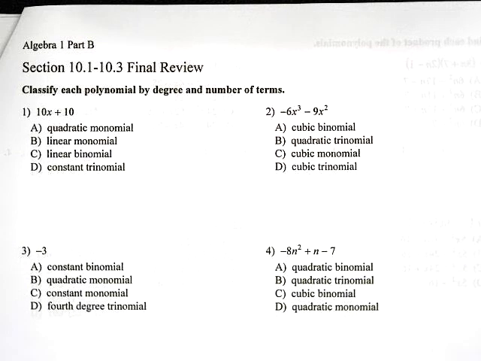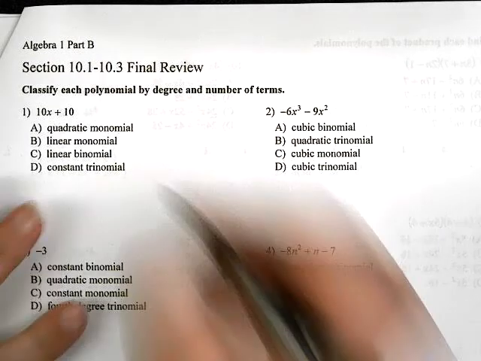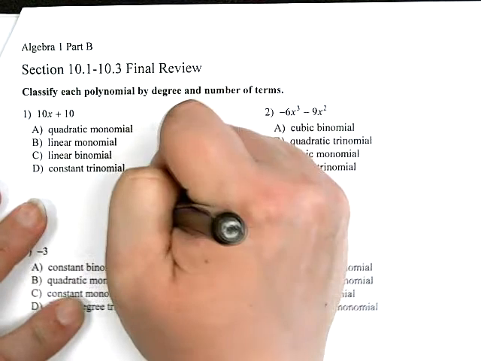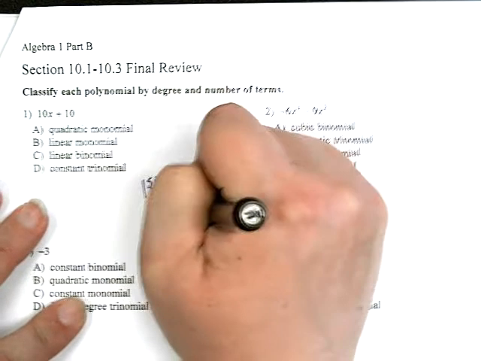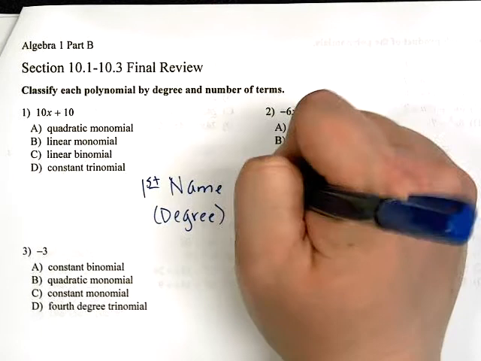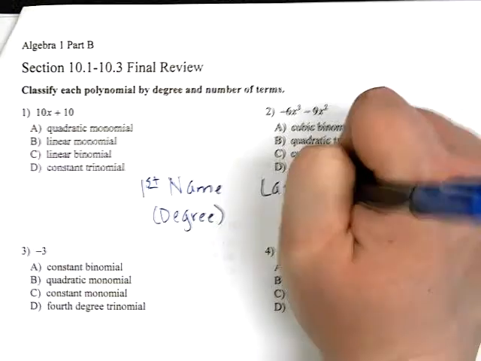Okay, this is a review for section 10.1 to 10.3. This section was all about naming polynomials by their first and their last name, and then adding, subtracting, and multiplying polynomials. I am not going to go through the naming part other than to remind you that the first name was classified by the degree. That could either be constant, linear, quadratic, cubic, or quartic. And then the last name was always the number of terms.